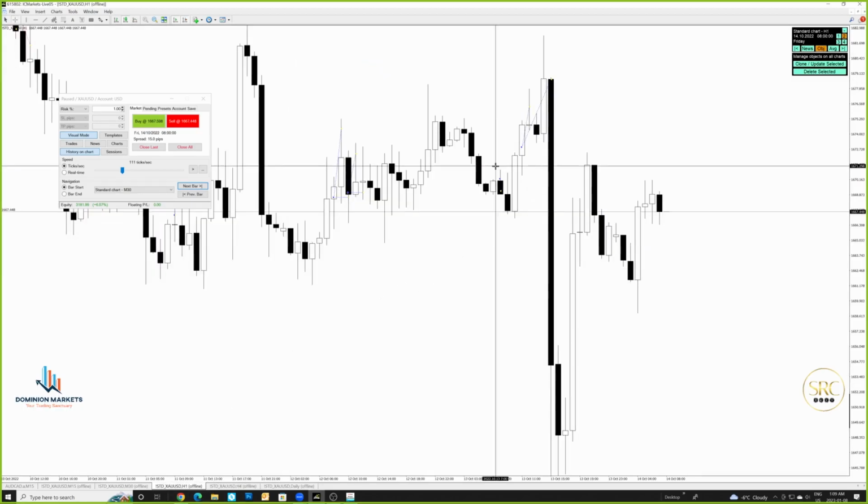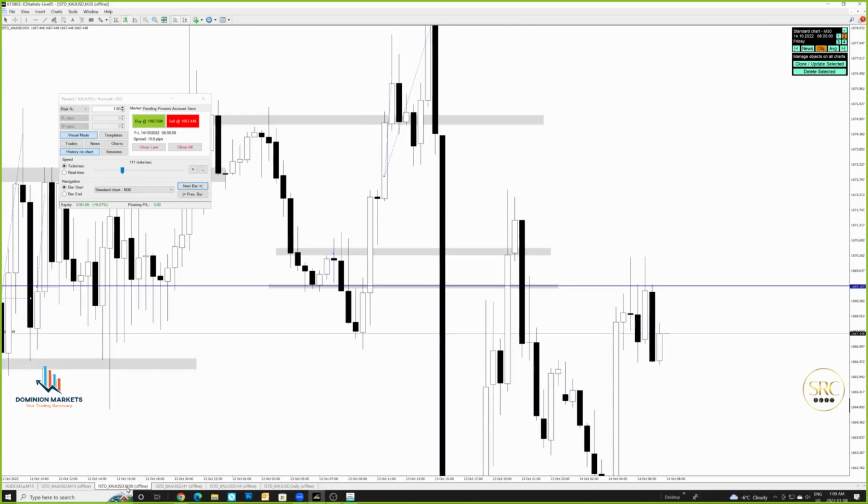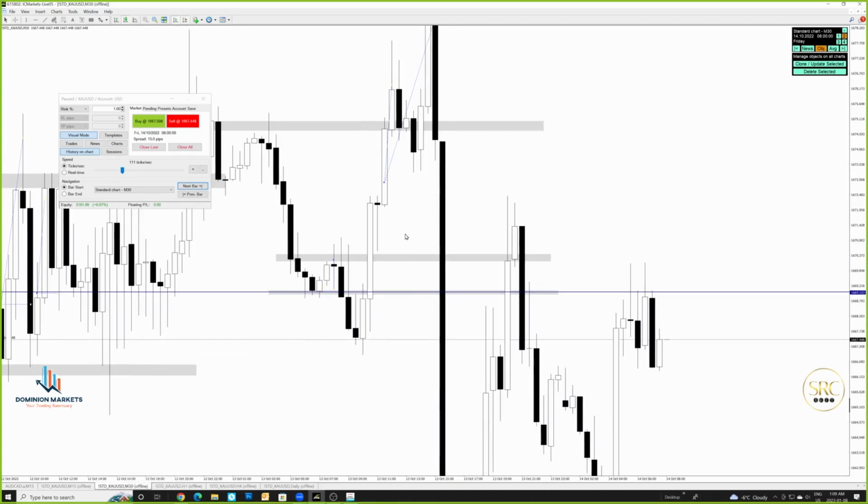We had the 1 hour that moved above this area. We had the 30-minute that, where is it? Yeah, right here. We had the 30-minute that basically created that structure. But overall, it was the daily bias for price to fill the wick. That's all what it was.